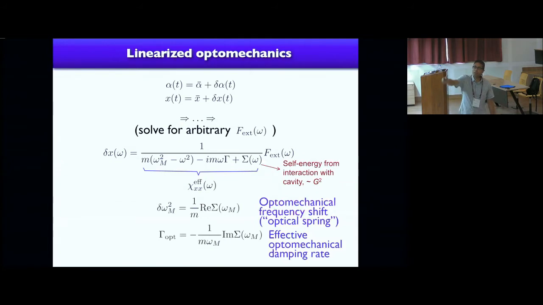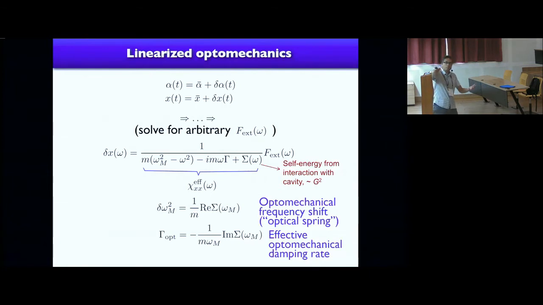So what are we going to do? The real part of that self-energy, I'm going to lump in with the mechanical frequency. And so that is going to be a modification of the mechanical frequency due to the optomechanical interaction. We tend to call this the optical spring. You're getting a modified spring constant because of the light in the cavity. The imaginary part of this self-energy, I'm going to lump in with the damping, and that we're going to call the optical damping. So the interaction with the light in the cavity will damp the motion of the mechanical resonator.